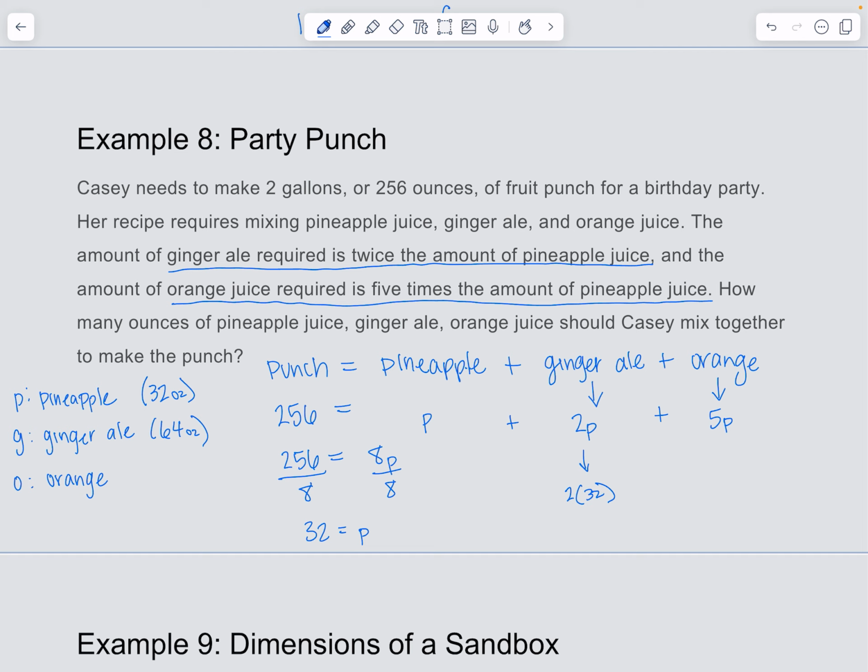And then the orange juice, 5 times the pineapple juice. 5 times 32, 160. And now we have broken down each of the juices. Casey should mix together 32 ounces of pineapple juice, 64 ounces of ginger ale, and 160 ounces of orange juice.